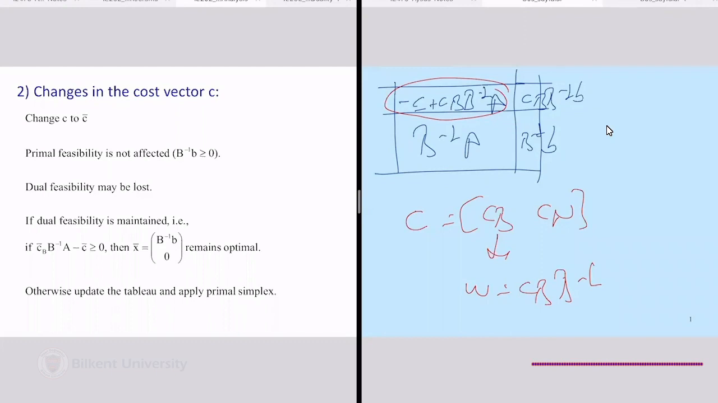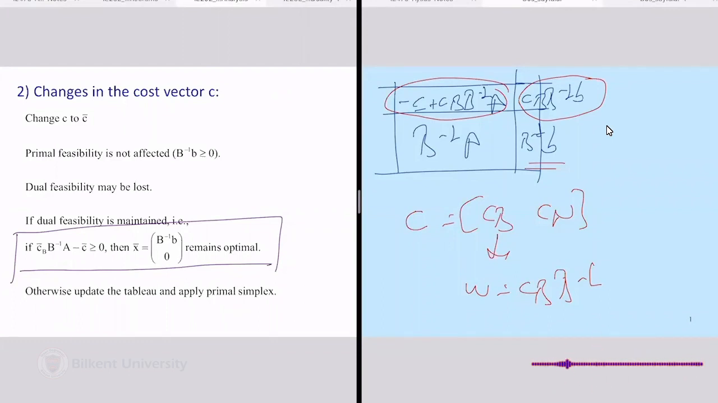First of all, this is true, yes. If minus C tilde plus CB tilde B inverse A is still non-negative, that means dual feasibility is intact, primal feasibility is intact. You just need to change this value this time if the C was in CB. That's all, right? Because it's not the value, the solution. The solution is B inverse B. But the objective function value may change or may not.